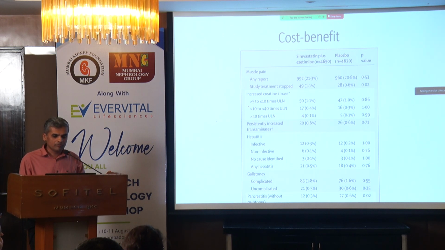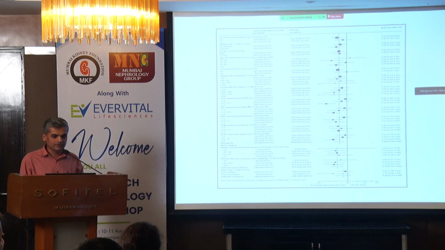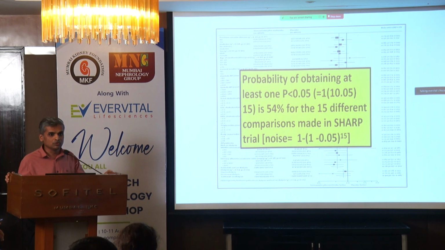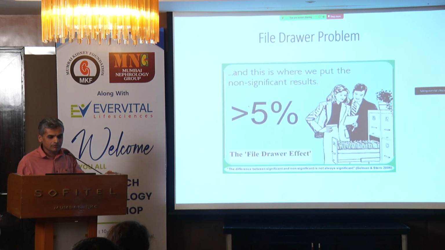You can see here a lot of patients stopped the drugs. A lot more patients stopped the drugs as compared to the placebo, and these were the number of comparisons that were made. You will not be able to go through it, but when you do multiple comparisons, you need to correct for it, and the probability of obtaining at least one p-value less than 0.05 will go on increasing the moment you do lots and lots of comparisons. 15 different comparisons were made, and there was a 54% chance of finding at least one significant result just by chance.